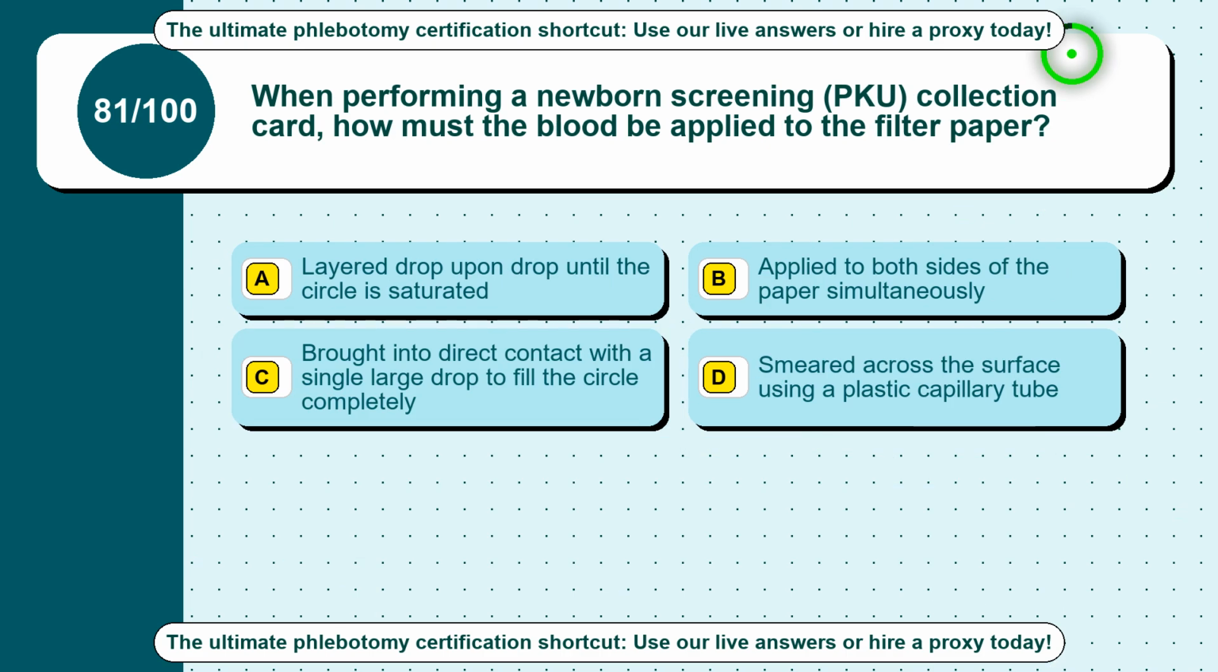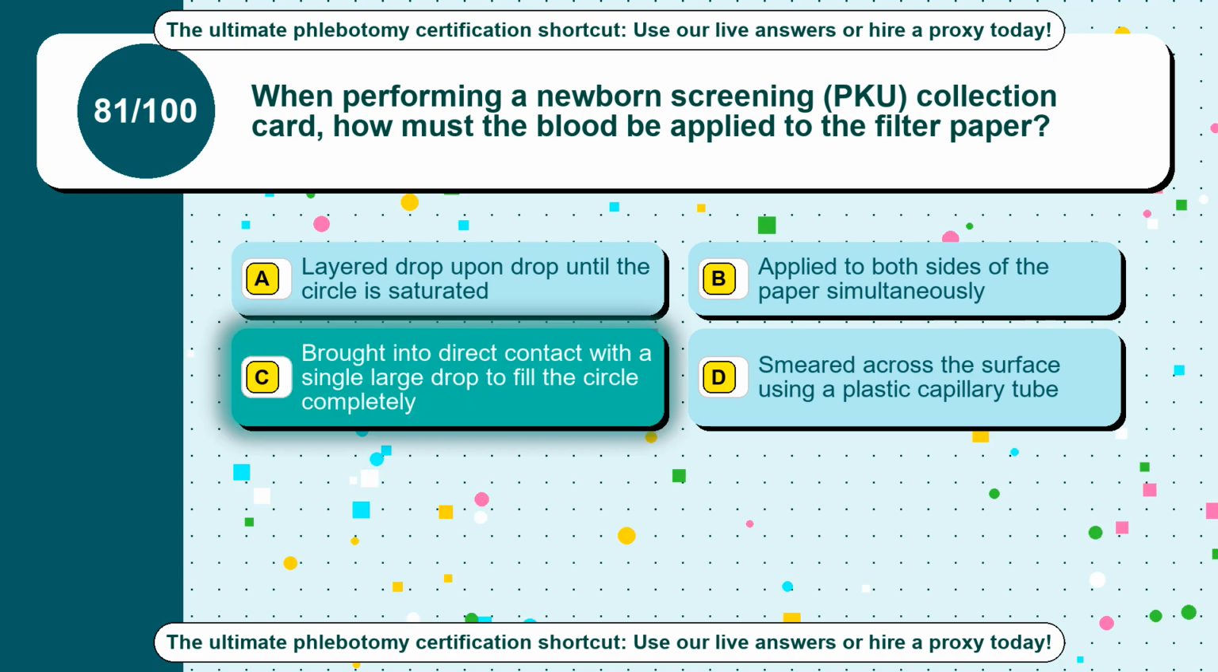Question 81. When performing a newborn screening, PKU, collection card, how must the blood be applied to the filter paper? Option A. Layered drop upon drop until the circle is saturated. Option B. Applied to both sides of the paper simultaneously. Option C. Brought into direct contact with a single large drop to fill the circle completely. Option D. Smeared across the surface using a plastic capillary tube. The correct answer is option C.